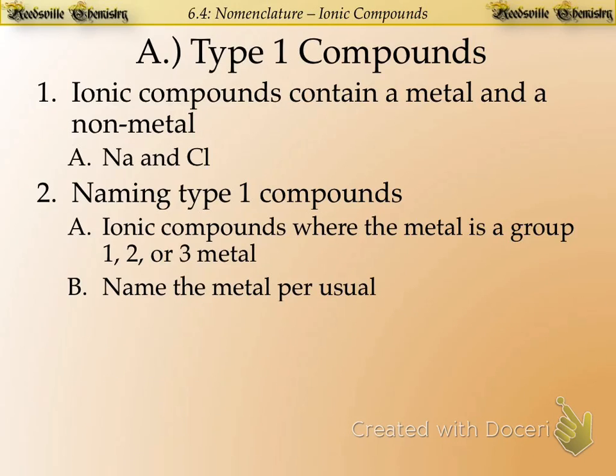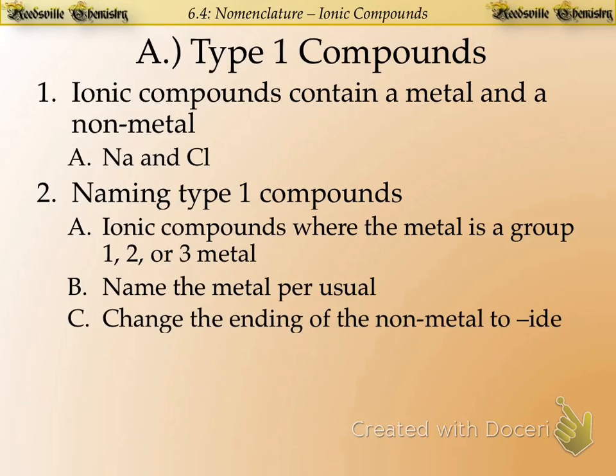So here's how we name these things. First of all, we name the metal per usual. So whatever it is, if it's Al, we call it aluminum, or if it's Na, we call it sodium. So there's nothing different there. So in the example of NaCl, we say sodium. And then the second part of that is we change the ending of the nonmetal to IDE. So when sodium and chlorine come together, it's not sodium chlorine, it's sodium chloride.